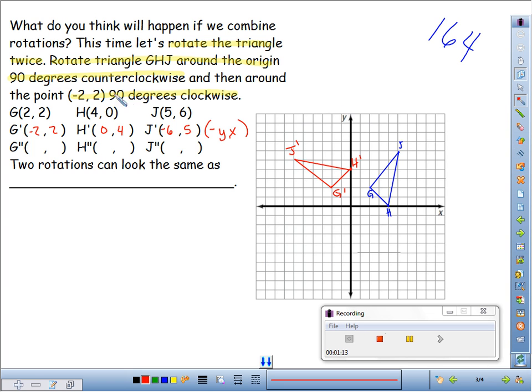So now we want to take this figure and around our point of negative 2, 2, I want to rotate it 90 degrees clockwise. So this point is not going to change, it's going to stay the same. So I'm going to show you what happens. So H prime becomes H double prime at the origin. J prime is going to be here at 1. And then G prime becomes G double prime. Connect those points.